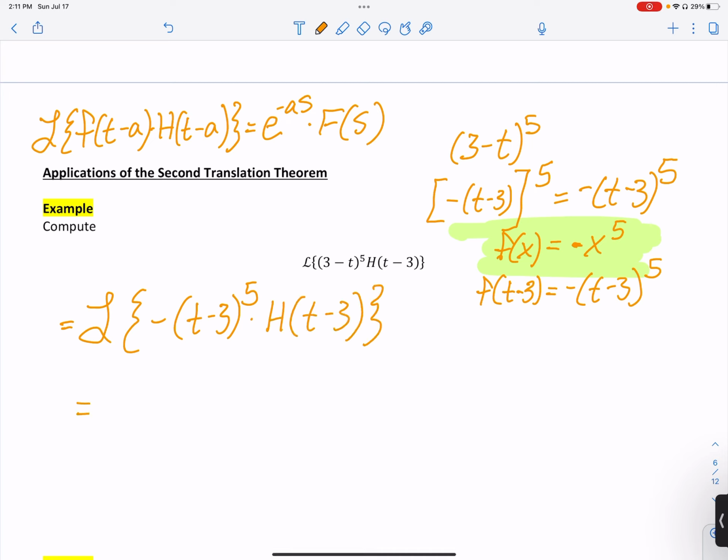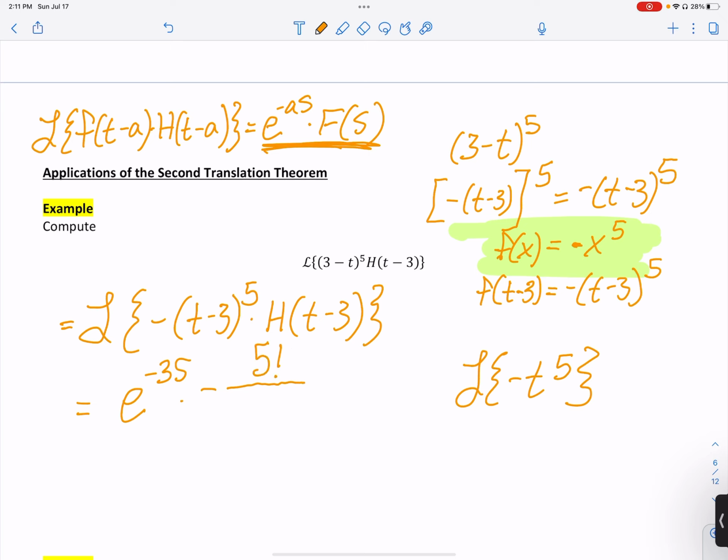This is equal to, now we use the definition up here. It says e to the negative as. Well, a in this case is the 3, so I'm going to have e to the negative 3s times, and then it's just the Laplace of our function. Our function is negative, and we could throw this to be a t, negative t to the 5th. All right, so that gets me a negative. The rule for this from our table is 5 factorial over s to the n plus 1, so we get a 6.